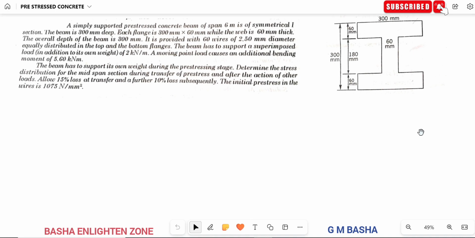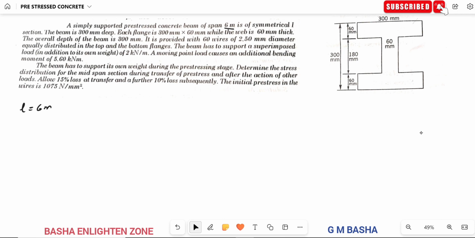In this lecture, I would like to explain another topic that is based on this prestressed concrete beam. See here what is the given data. A simply supported prestressed concrete beam of span L. So the entire beam, that is span L of 6 meters, is of symmetrical I section. So this is the 2D view of that particular I section.